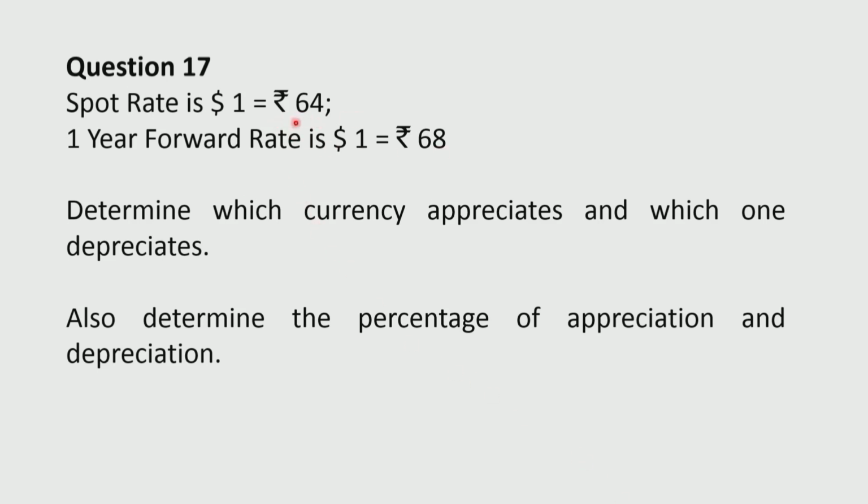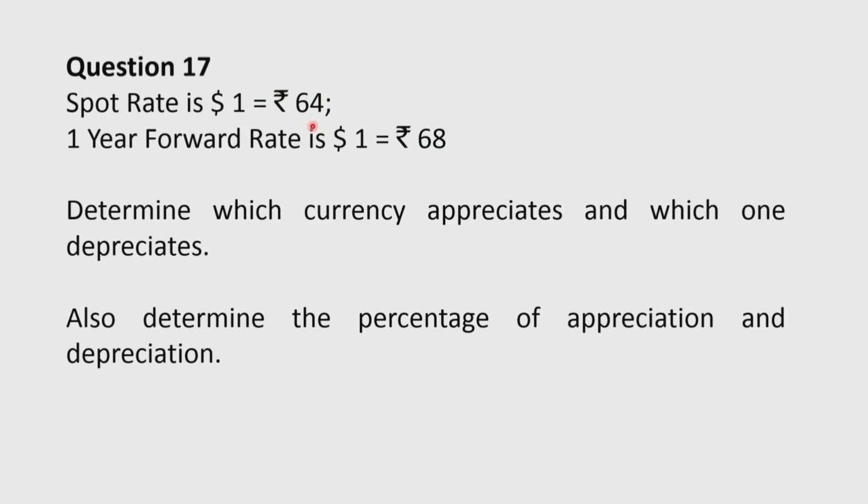For that, just compare the price of dollar now and the price of dollar after 1 year. So the price of dollar right now is 64. It is expected that the price of dollar will become rupees 68 after 1 year. Why is it expected? Because the quoted forward rate indicates the same. So 64 is going to become 68, the increase will be by rupees 4, correct? So rupees 4 is the amount of increase and the base price of dollar is 64.